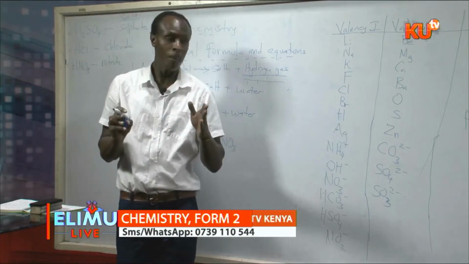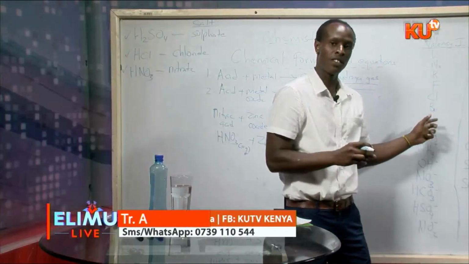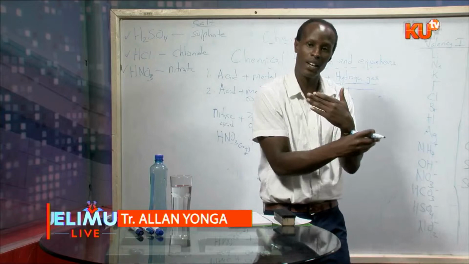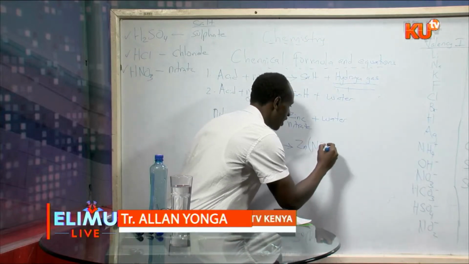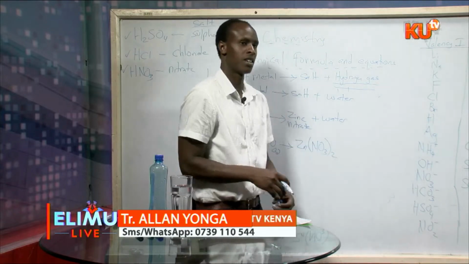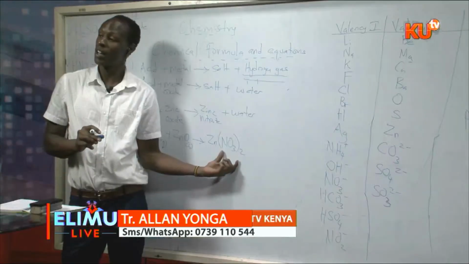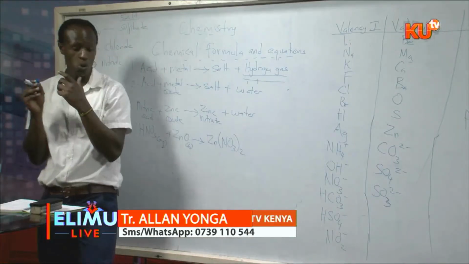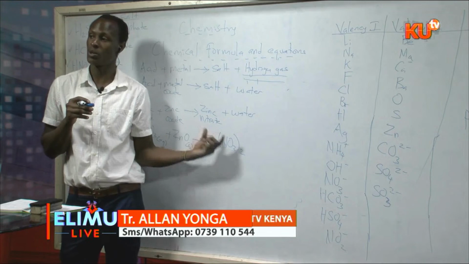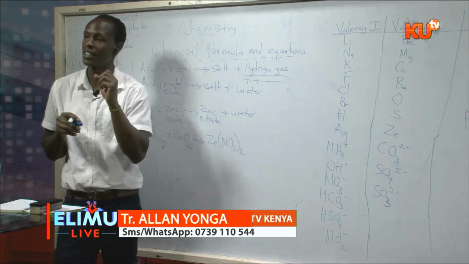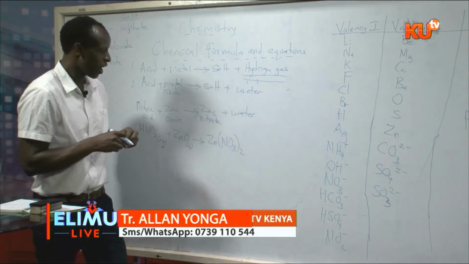The valencies are not the same. The valency of zinc is 2. The valency of nitrate is 1. So I have to interchange the valency. The 2 for zinc will come under nitrate, and because nitrate is a radical and you want to put a 2, you have to put it in brackets. That's what we talked about earlier when looking at chemical formulas. So we have zinc nitrate.